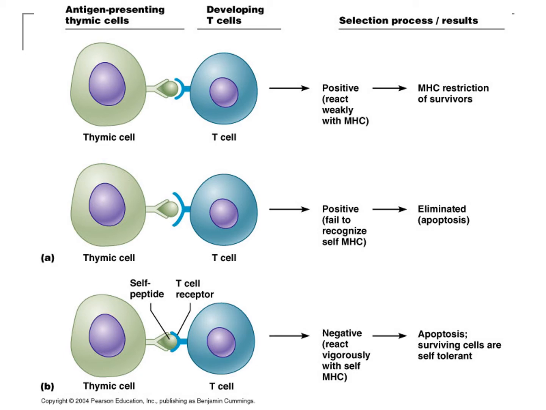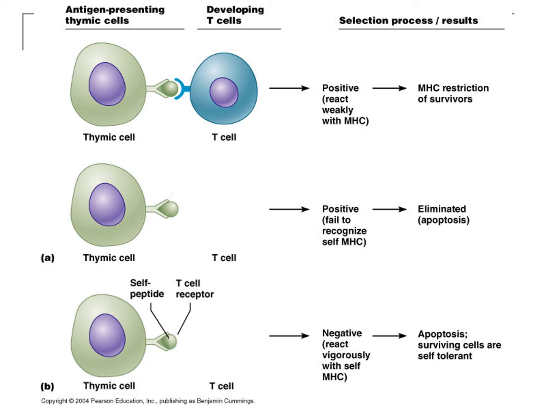So you have a restriction of the surviving cells to the cells that react positively. In the second scenario down, you've got cells that fail to recognize the self-MHC. So you see that there's no binding between the T cell and the thymic cell, and these get eliminated by apoptosis. And in the third instance here, it's binding a little bit too tightly to the MHC cell. It's reacting too vigorously, and so these cells also get selected against, and they're instructed to carry out apoptosis. And so the surviving cells not only can recognize the self-MHC molecules, but they also tolerate them.